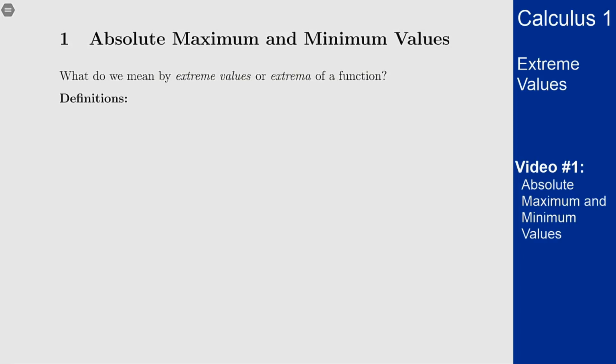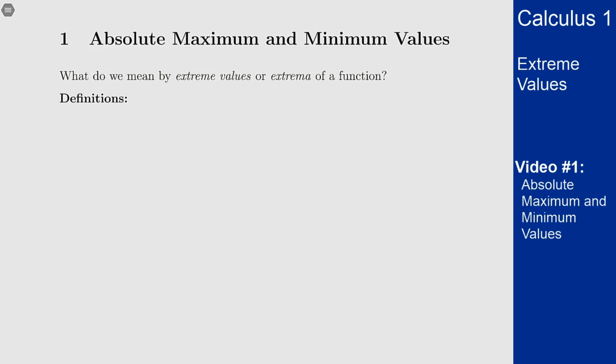In this video, we'll talk about finding the absolute minimum and maximum values of functions, which is the same thing as finding the extreme values. What we mean by extreme values is the max and min values of functions, which is really what's the biggest and smallest this function can be on a given interval.